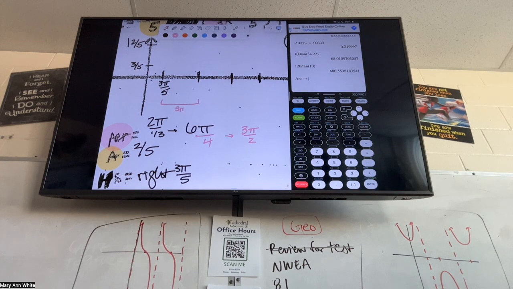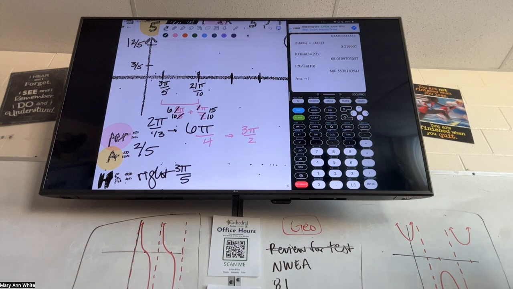So I'm gonna add 3 pi over 5 plus 3 pi over 2 to figure out what that next tick mark is, next hash mark. You got to get like denominators though, so the 5 and the 2 can make a 10. So that gives me 6 pi over 10 and 15 pi over 10. And so now I do 6 plus 15, and that gets me 21. 21 pi over 10.